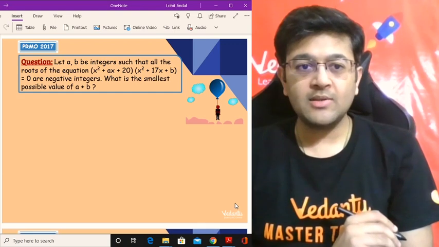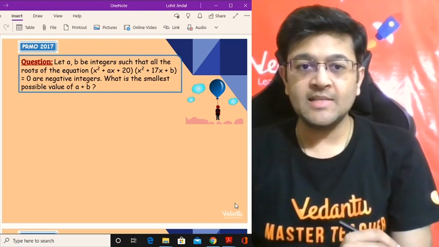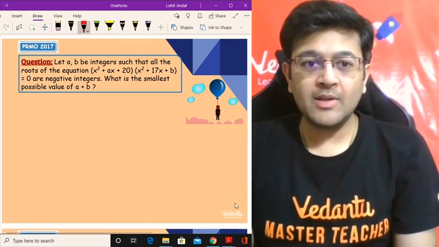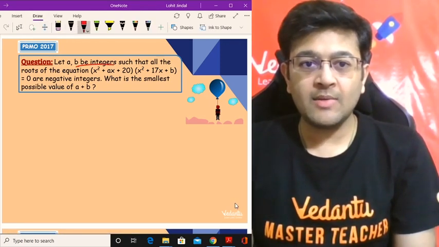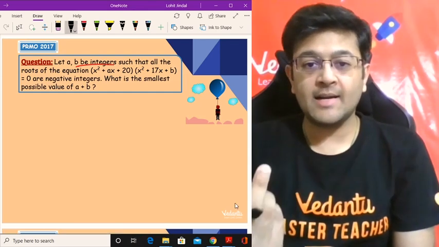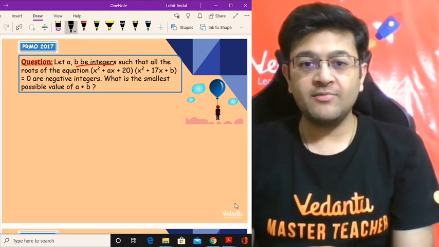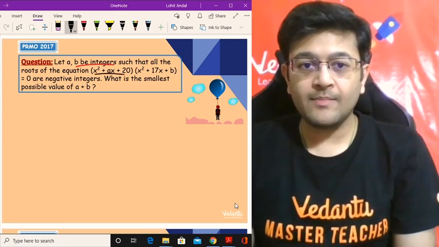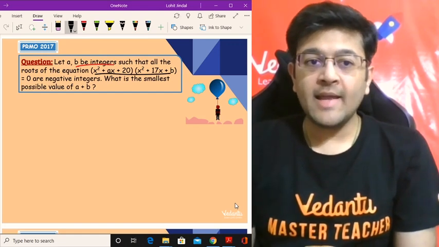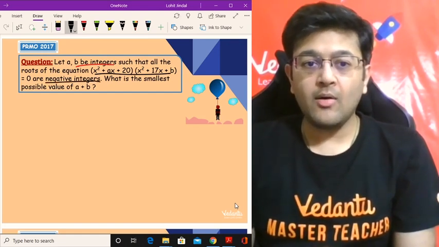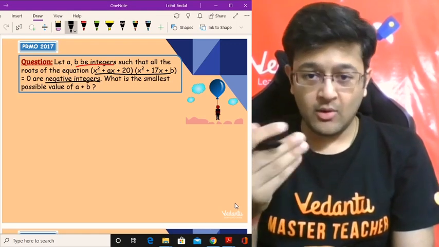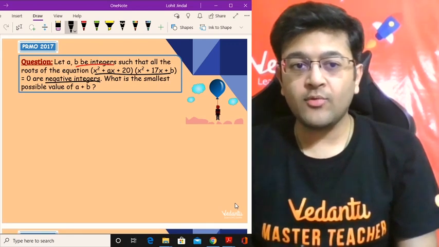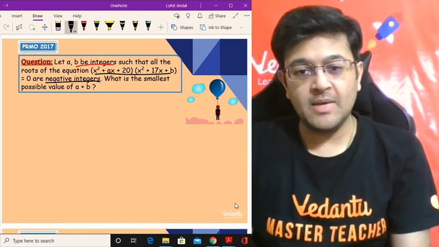So read the question carefully first. Let A and B be integers first of all. You should mark this down that A and B are integers, because it will come in handy. You would need that information. So always read the question very carefully, such that all the roots of the equation that is given here, equal to 0 are negative integers. So the roots should be integers, and also negative. Then for these conditions we have to find the smallest possible value of A plus B.